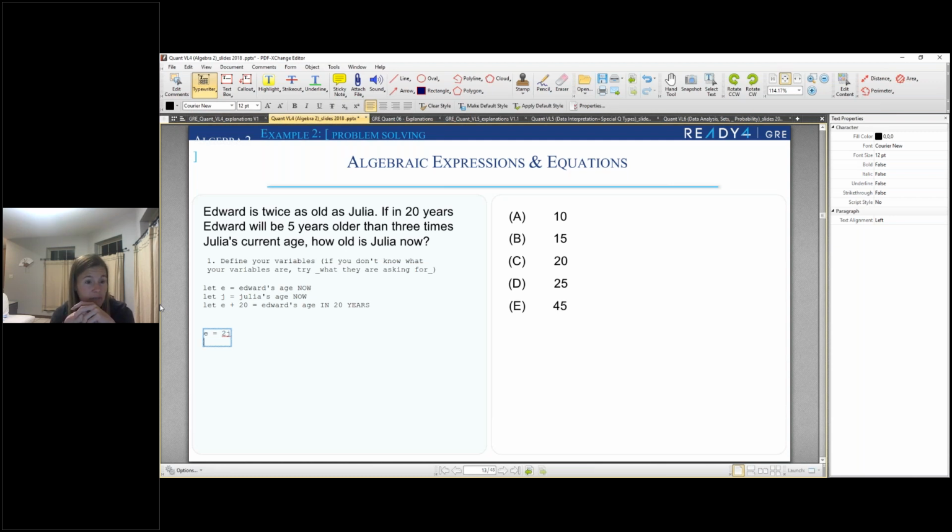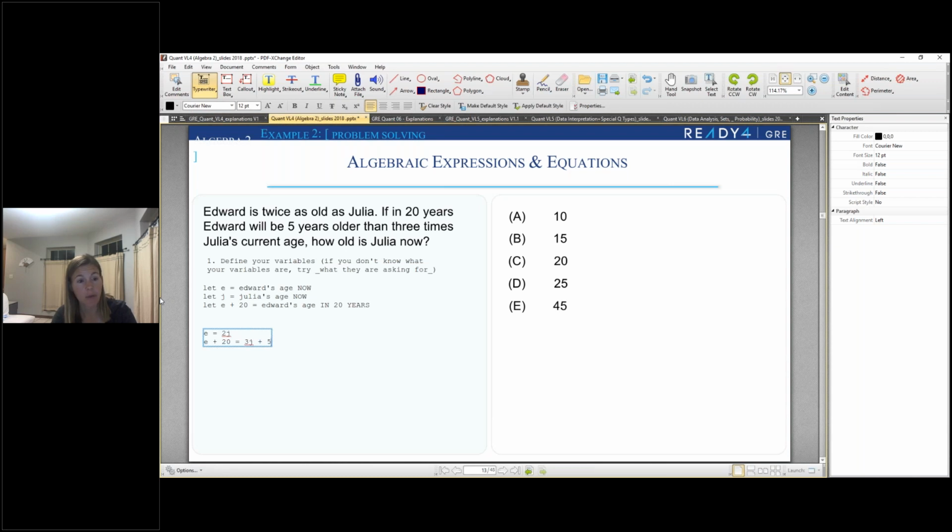If in 20 years, Edward will be 5 years older than 3 times Julia's current age, how old is Julia now? Okay, let's just work through that piece by piece. That's a long sentence. So in 20 years, Edward, so we know that we're dealing with Edward's age plus 20 years. He'll be 5 years older than 3 times Julia's current age. So how could we write that part? Yep, totally. We're going to do 3 times Julia's current age plus the extra 5 years.